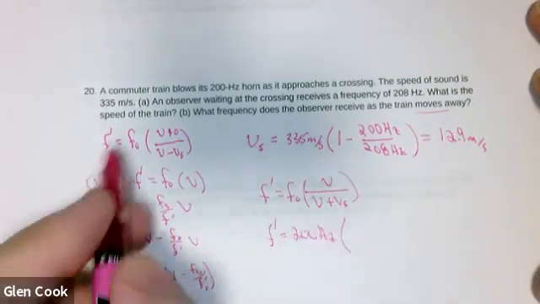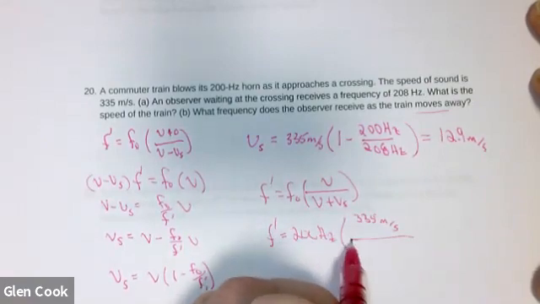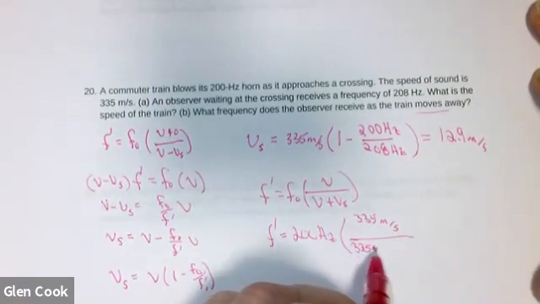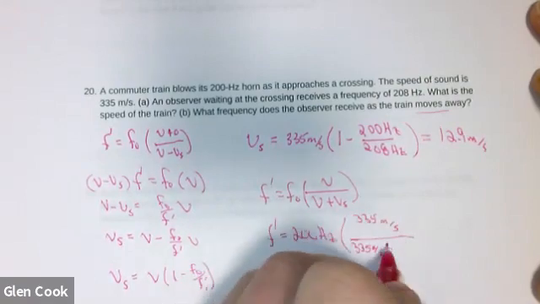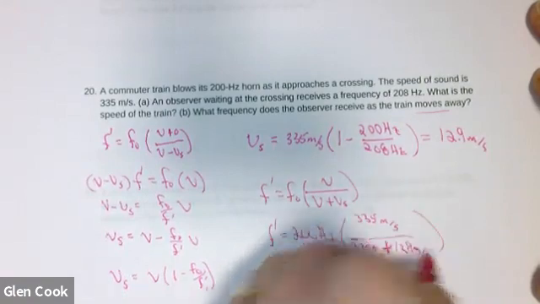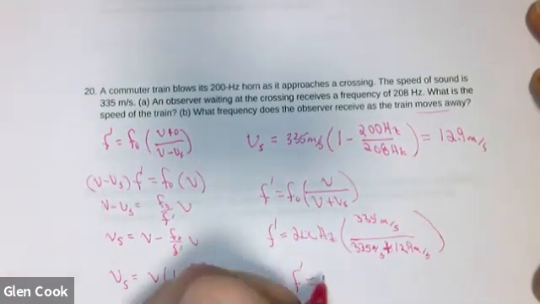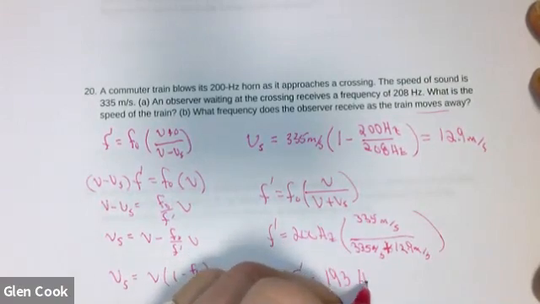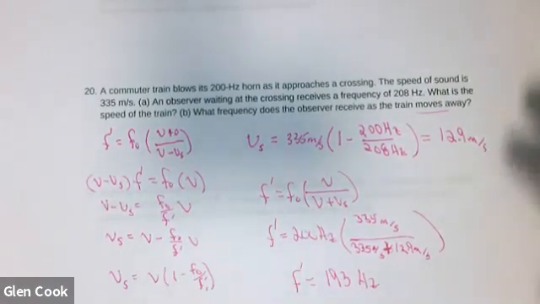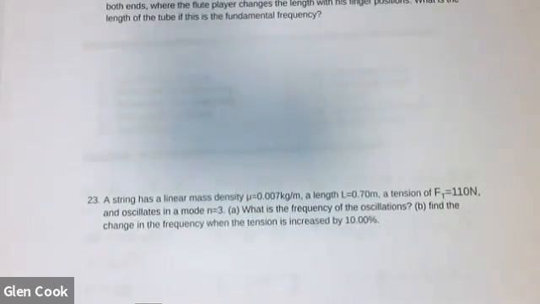times the V. V is 335. Divide by 335 plus, it's a plus 12.9. So the frequency they hear in that case will be 193 hertz. Okay. I think I'm going to let you guys do those on this page.